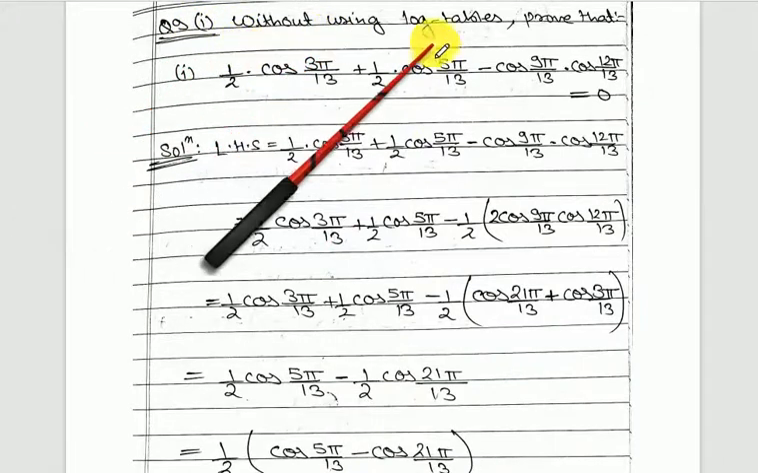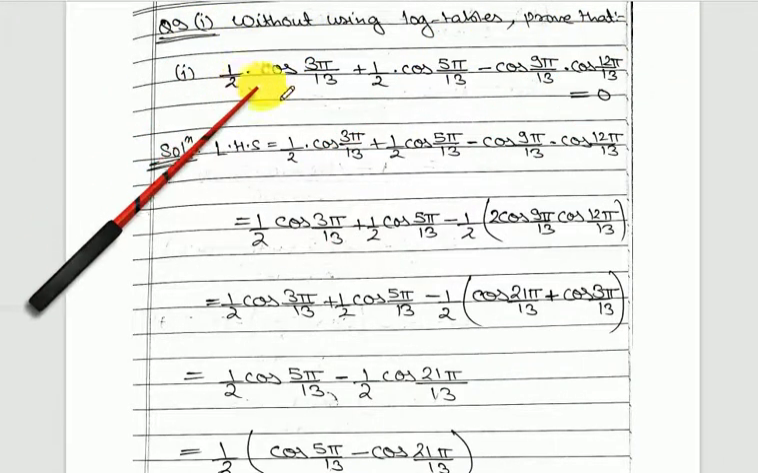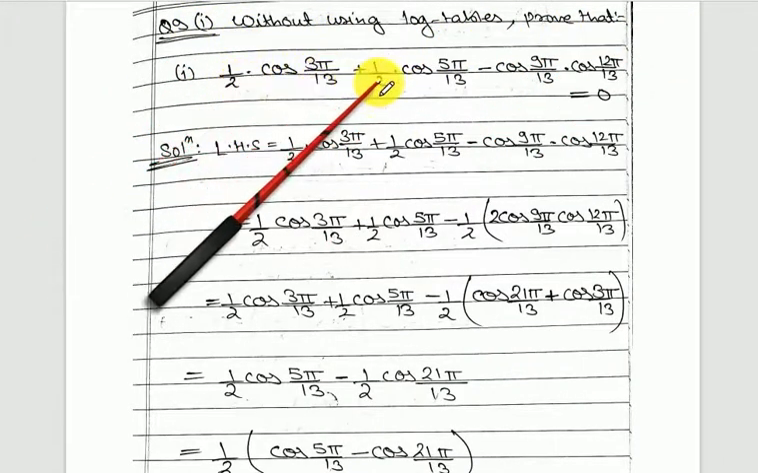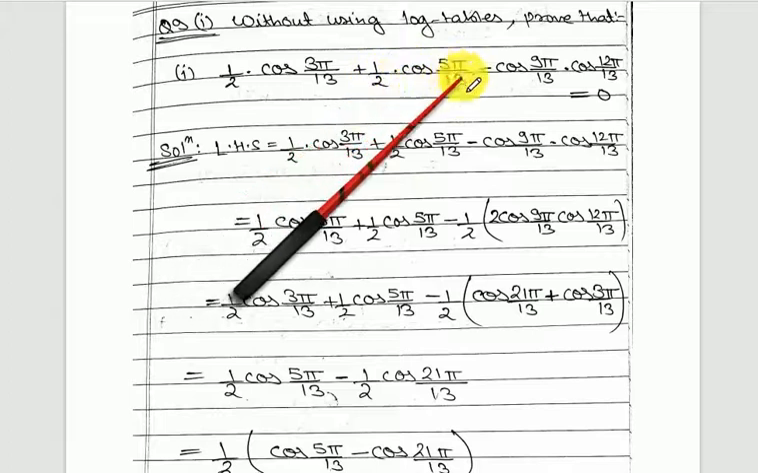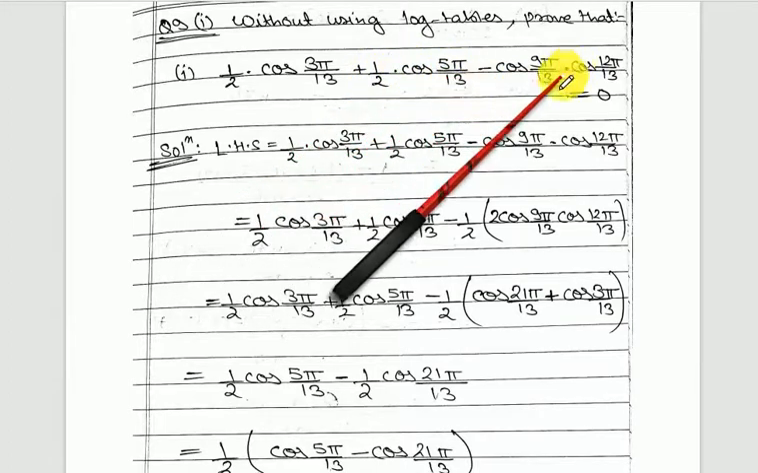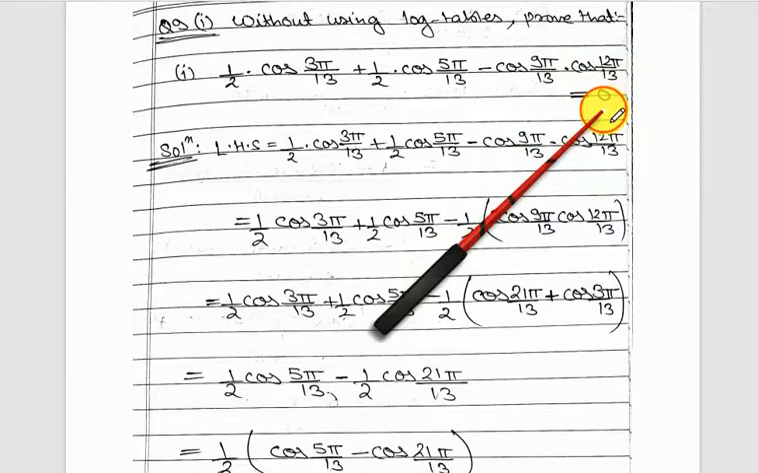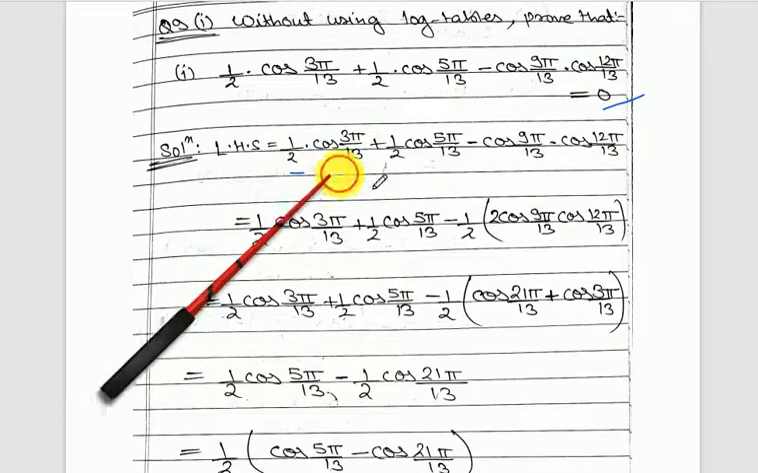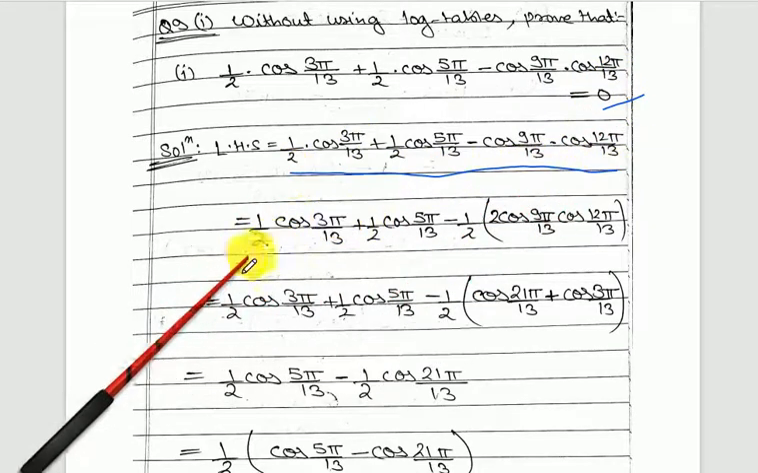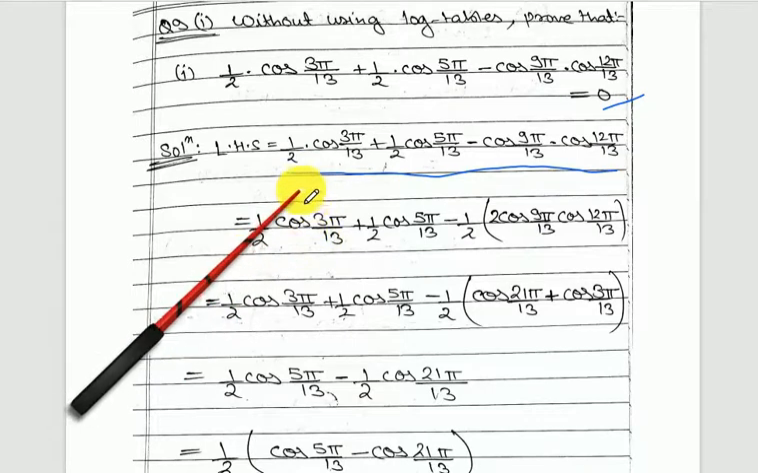Question 9.1. Without using log tables, prove that half into cos 3π upon 13 plus half cos 5π upon 13 minus cos 9π upon 13 into cos 12π upon 13 equal to 0. So let us start with left hand side. So this is your left hand side.